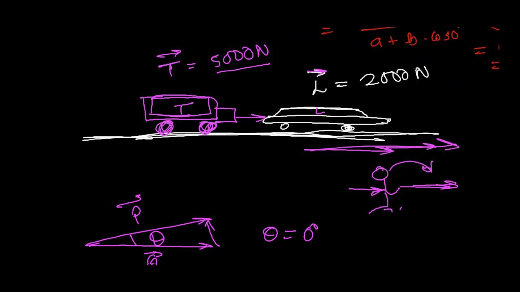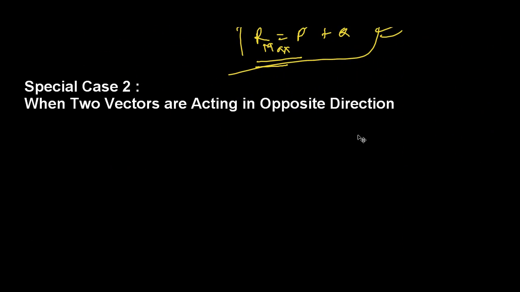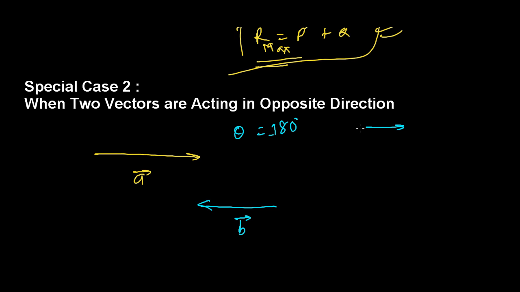And now we're going to talk about when two vectors are acting in opposite directions. All right, so for a while, let's say I have a vector, this is vector A, and I have another vector B. They are opposite to each other, so the angle between them is 180 degrees. That means opposite. One is acting towards this while another is acting towards this.